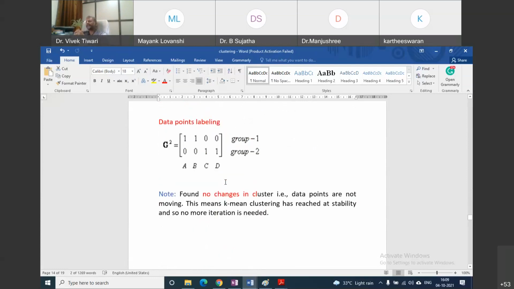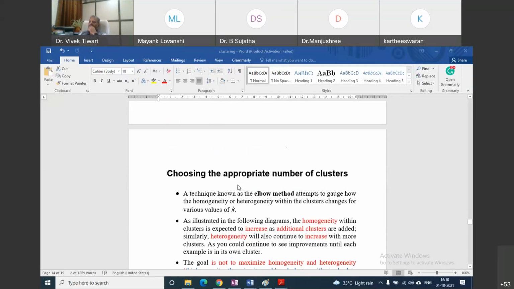Is everything clear to everybody? It is clear to everyone. If you have any question, please write on the chat box, or you may unmute and ask me. Very good. So, one point, thank you, Arundhati madam, thank you, Poona madam.